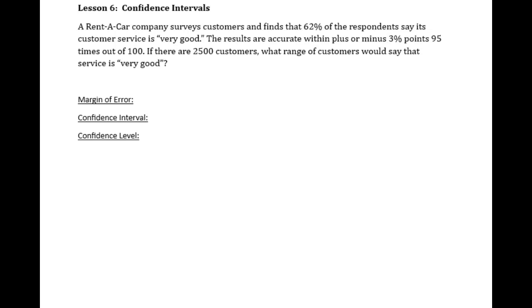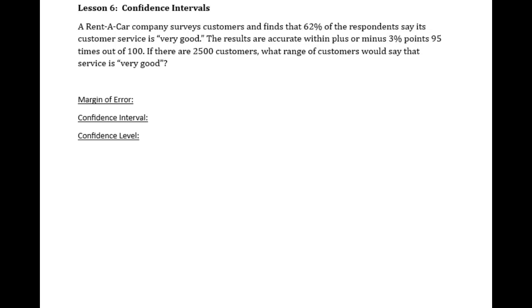Lesson 6 deals with confidence intervals. So I'll go through an example here, and you can get more details as well in the classroom notes, but here's an example for you. A rent-a-car company surveys customers and finds that 62% of respondents say its customer service is very good. The results are accurate within plus or minus 3 percentage points 95 times out of 100. If there are 2,500 customers, what range of customers would say the service is very good?